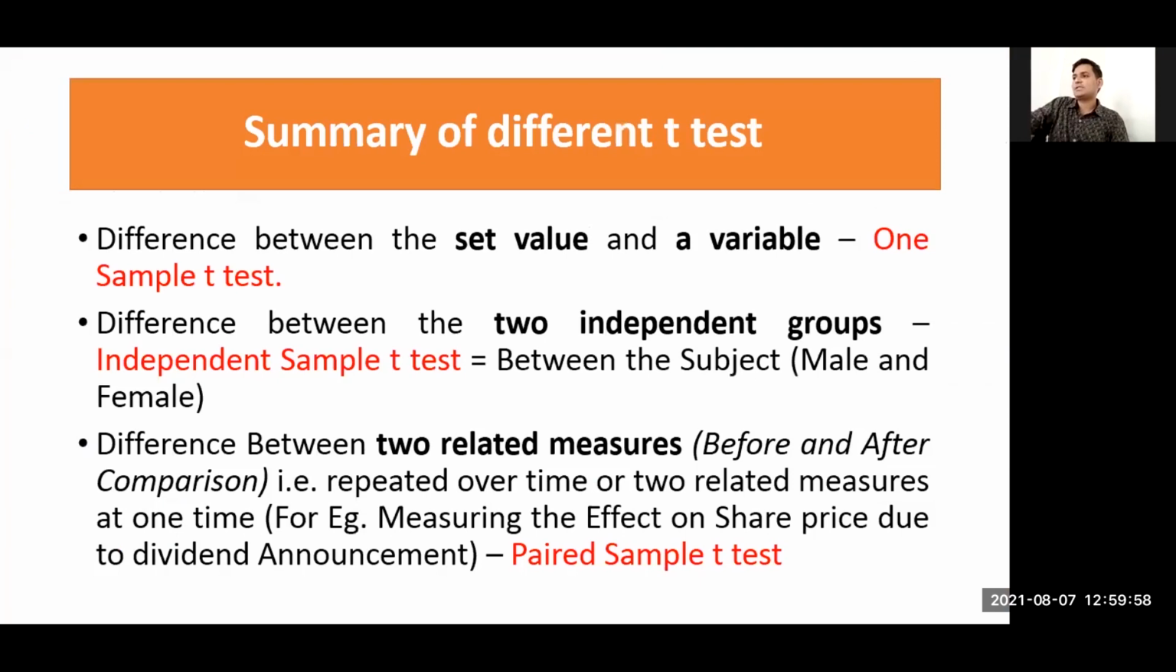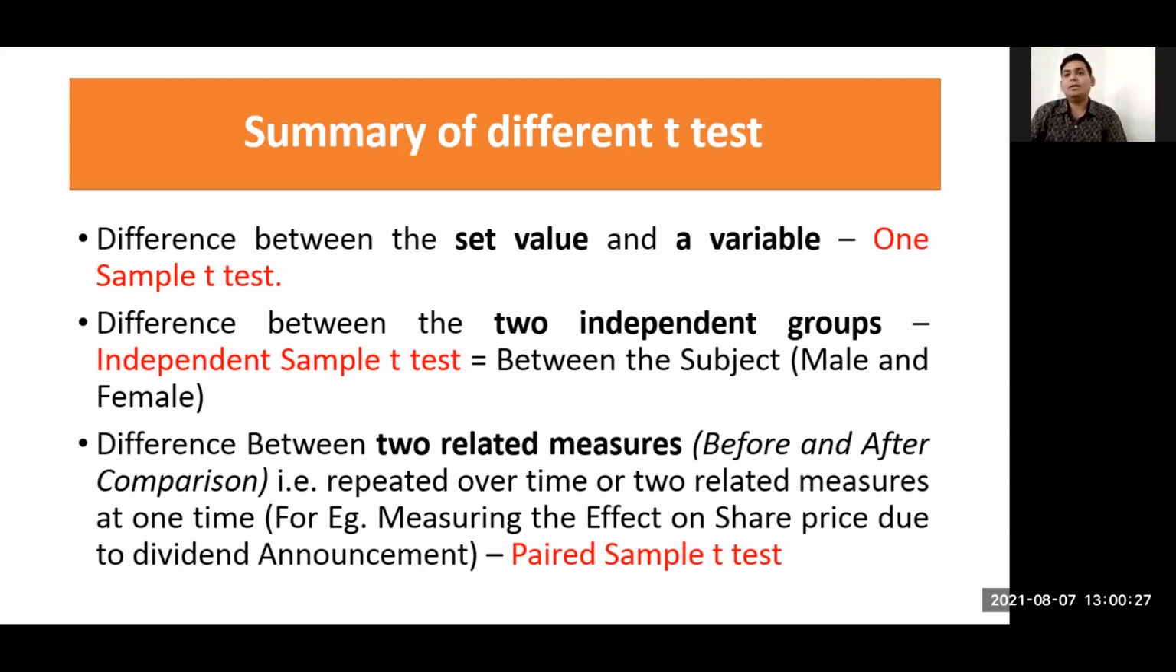When to use which test. So, summary of the different t-tests. Difference between a set value and a variable, you need to apply a one sample t-test. Difference between two individual independent groups, just like we have given example, male and female, you have to go for the independent sample t-test. And when you are examining difference between two related measures, before and after, that is repeated over time, or two related measures at one time, right?